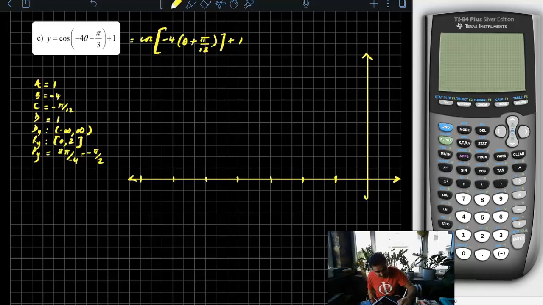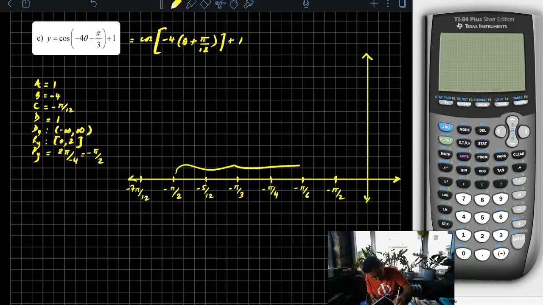We're going to check it on Desmos because this is pretty gnarly. So we're starting at -pi over 12, -2 pi over 12, -3 pi over 12, -4 pi over 12, -5 pi over 12, -6 pi over 12, and -7 pi over 12. So usually something with a period of -pi over 2 would be that long, and it is, except it's shifted to the left.